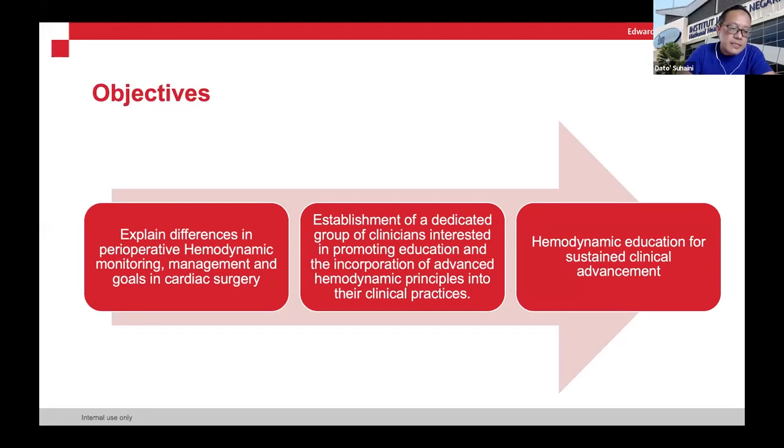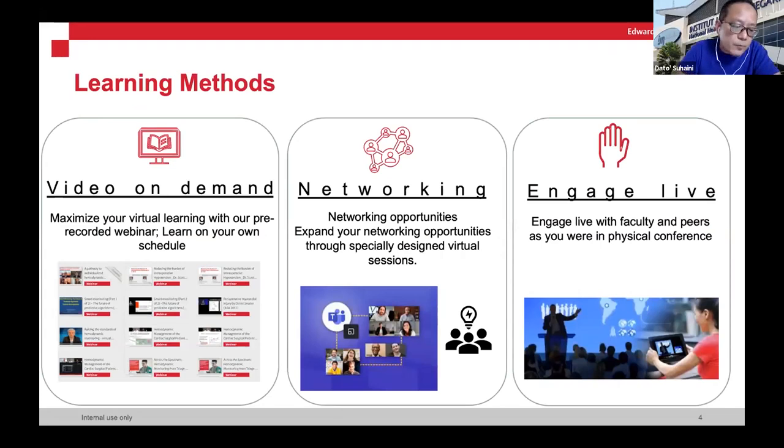This program is designed with the objective to explain differences in perioperative hemodynamic monitoring, its management, and goals in cardiac surgery. It is also to establish a dedicated group of clinicians that is interested in promoting education and the incorporation of advanced hemodynamic principles into their clinical practices. This is also to serve as a fundamental for the subsequent clinical advancement in hemodynamic monitoring. To achieve this stated objective, we are going to implement 3 learning methodologies.